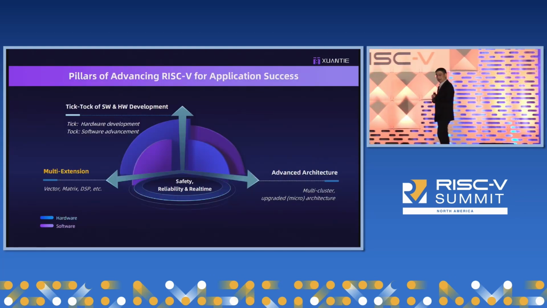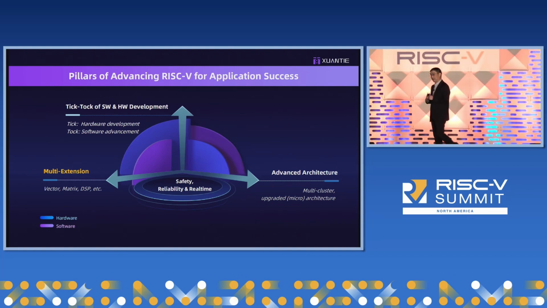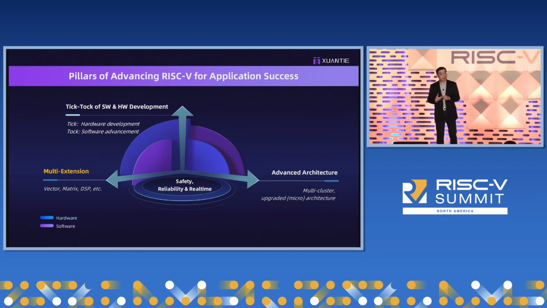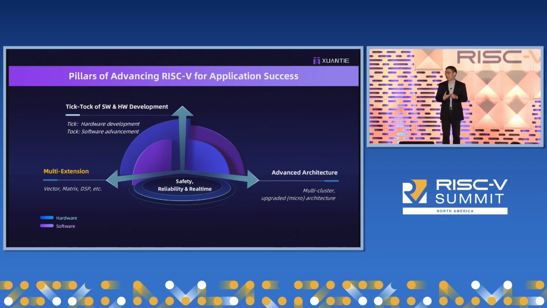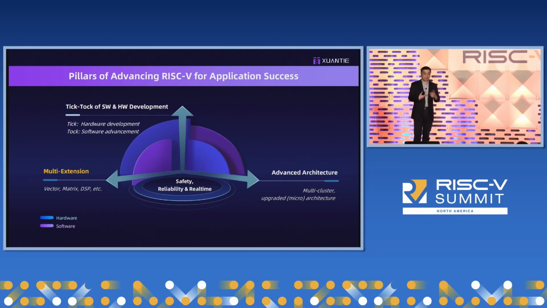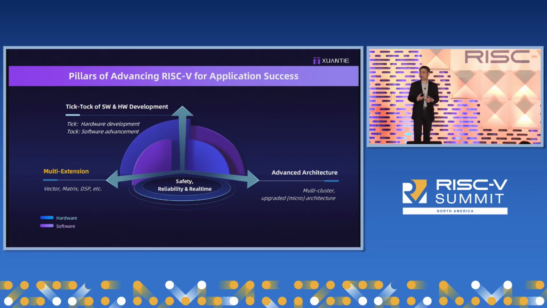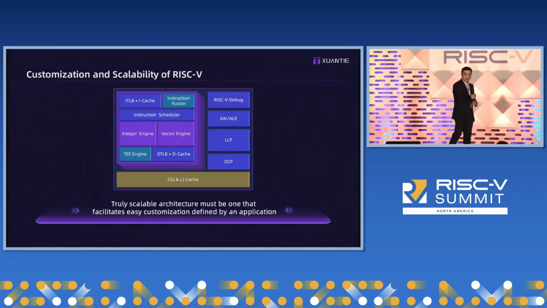The second pillar is the extension. Eight years ago, when I first met Krste, he introduced me to lots of things. One thing is the vector, matrix. All these extensions are possible for RISC-V, so that customers have full control over their own destinations.